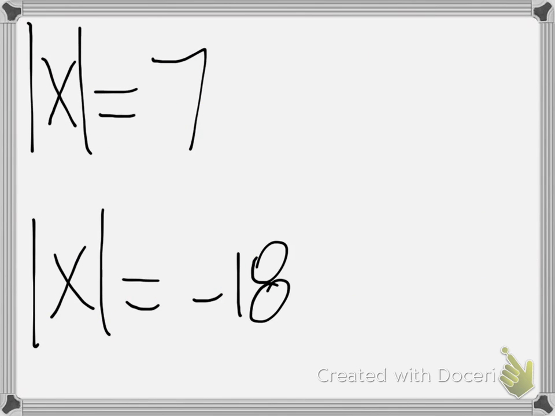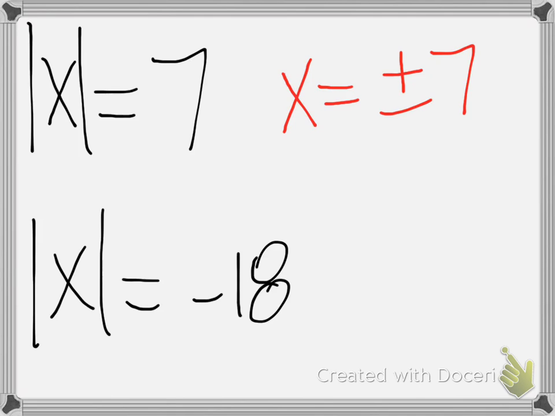So let's go ahead and have you guys pause this video so that way you can jot these two equations down. The absolute value of x equals 7 and the absolute value of x equals negative 18. That way you can go ahead and solve them and we'll see how well you do. All right, so if you happen to say that the absolute value of x equals 7 is x equals plus or minus 7, x equals positive 7, or x equals negative 7, then ding, ding, ding, you're correct.